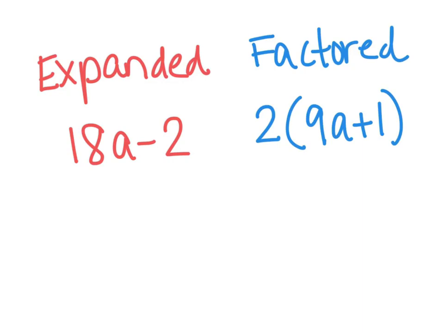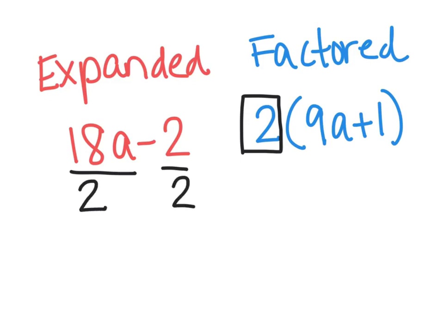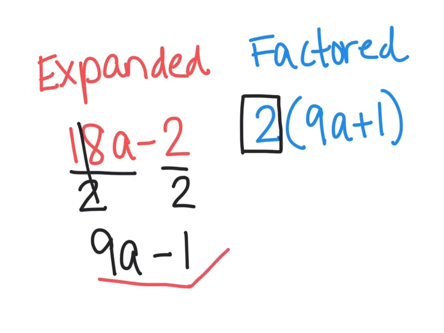So the factored form of 18a subtract 2 is 2 multiplied by the quantity 9a subtract 1. If you take a look here, we can see that 18a and 2 have a greatest common factor of 2. And when I divide both of those values in my expression by 2, I end up getting 9a subtract 1. And that information ended up on the inside of my parentheses in that factored form.